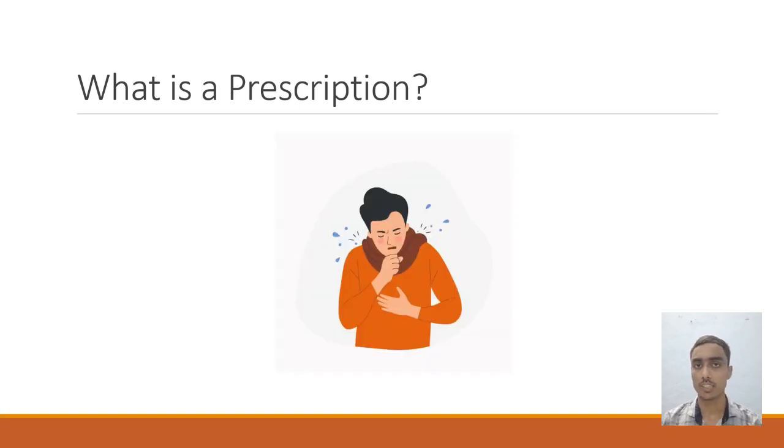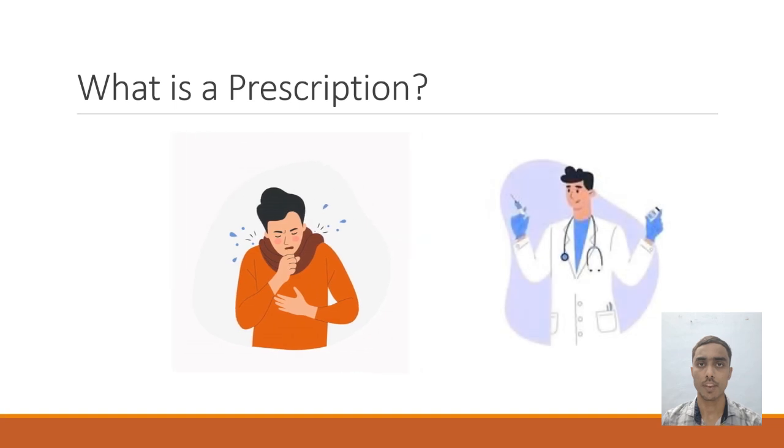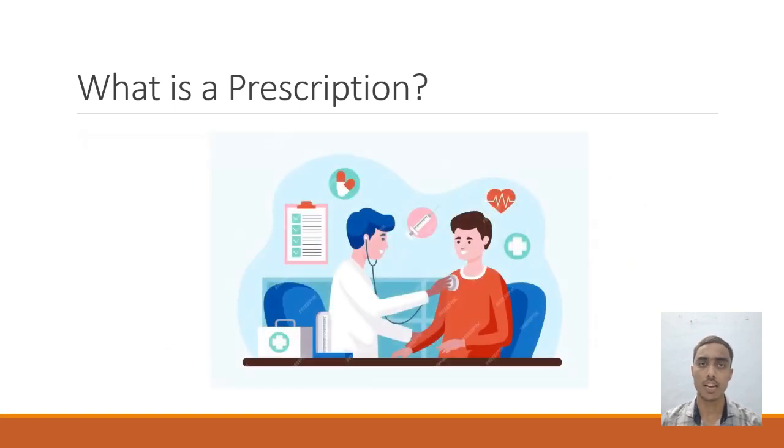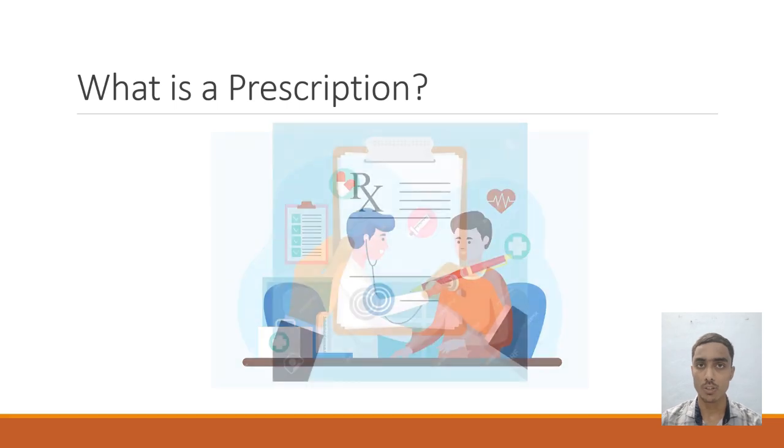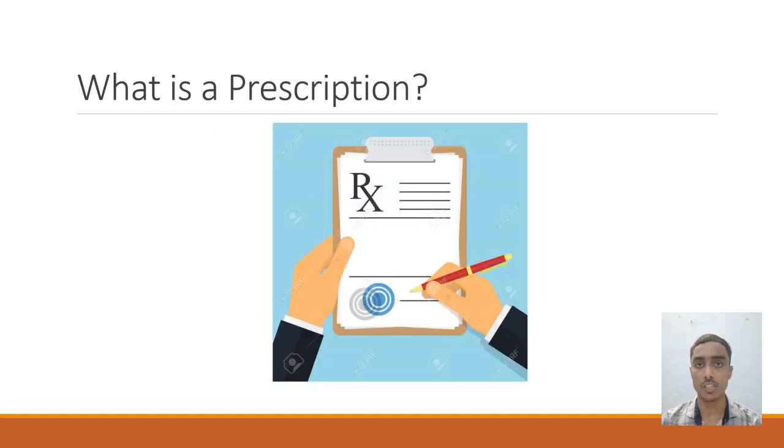When a person falls ill, he goes to the doctor. The doctor examines the patient and decides what drugs to give for the treatment. Once the drugs have been decided by the doctor, they need to be written down on a document, and that document needs to be conveyed to the pharmacist and the patient. This document is called a prescription.